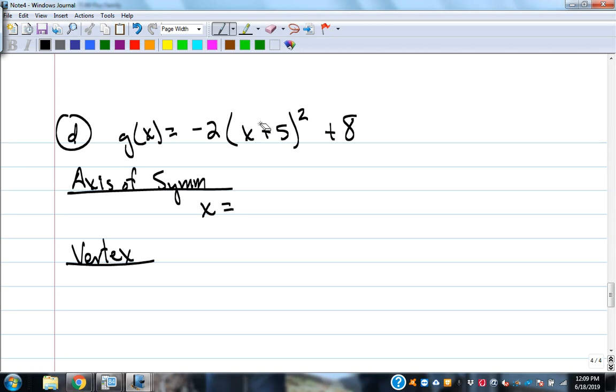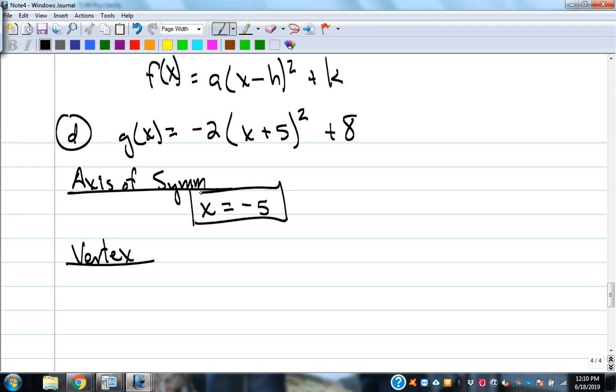X equals, and then this is supposed to be x minus h squared. But it's a plus sign in there, so we're going to take the opposite of that. The axis of symmetry should be x equals negative 5. Always take the opposite of the inside of the parentheses. Always. Vertex will be negative 5, positive 8.